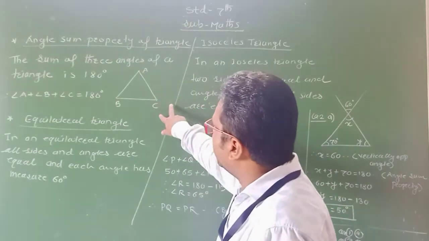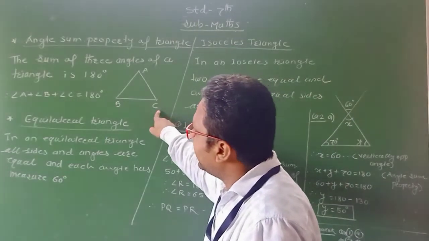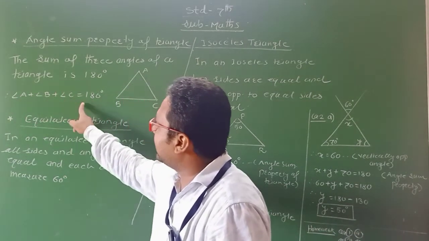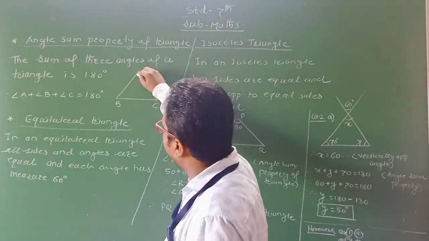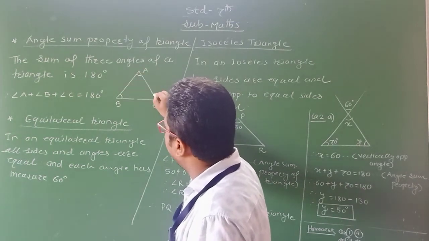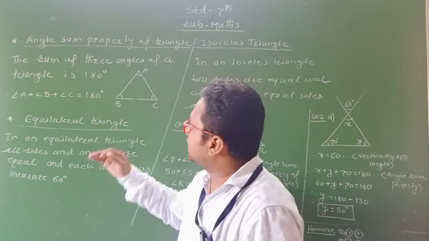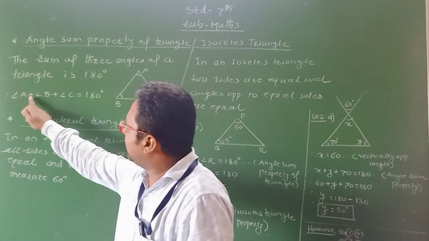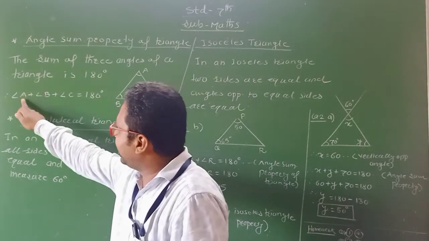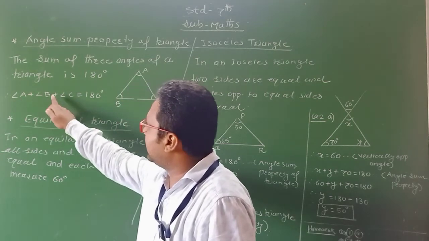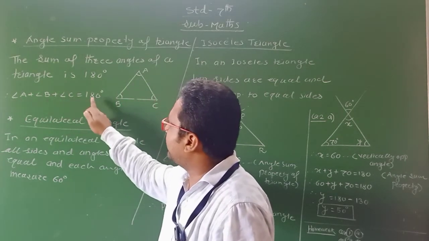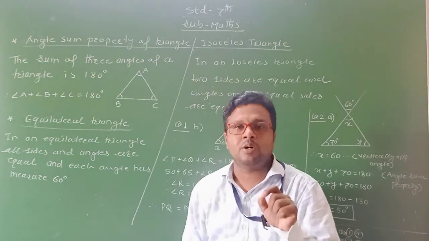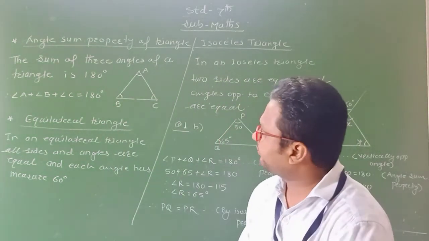Here I draw one figure, triangle ABC. After that, here we put the equation, sum of all the angles. Which are the angles in this triangle? Angle A, angle B and angle C. Sum means what? Addition of all the angles. Therefore, angle A plus angle B plus angle C is equal to 180 degrees. Clear? This is the angle sum property of the triangle.